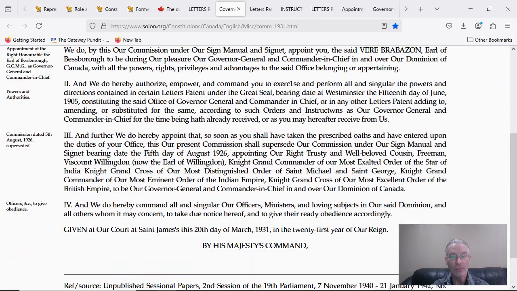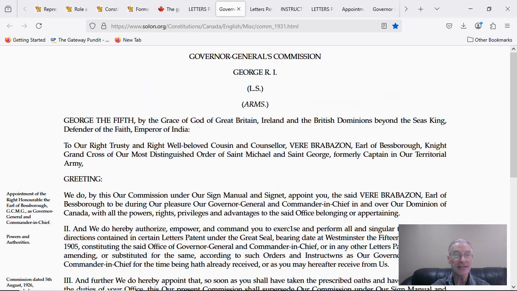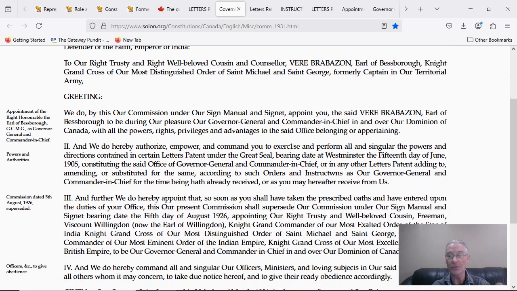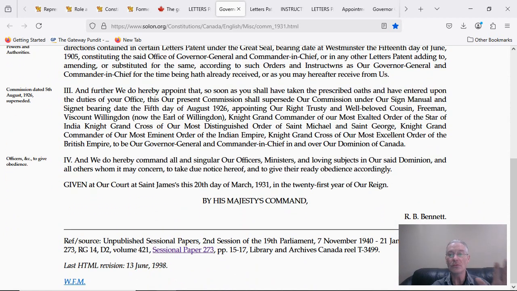Okay, so moving right along, this is the commission for the letters patent that were issued in 1931. And we're not going to go through them. I don't care about them in the least. I'm just showing you the fraud.